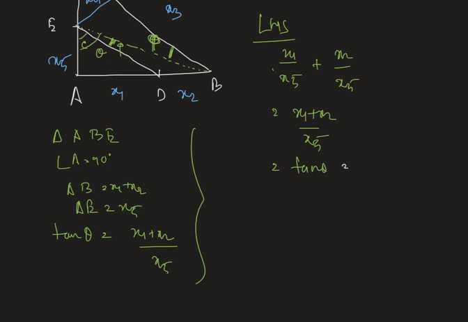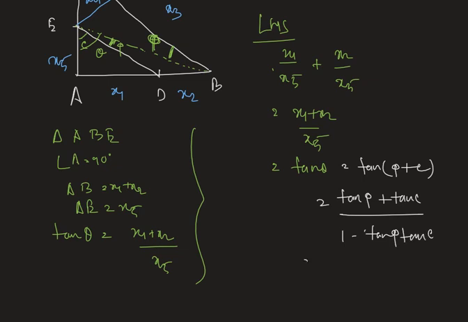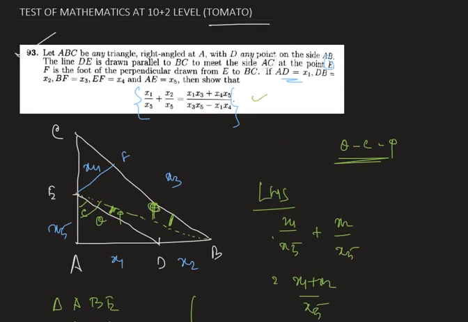Now tan theta is equal to tan of phi plus C. Now tan of phi plus C can be written as tan phi plus tan C divided by 1 minus tan phi multiplied by tan C. Now tan phi is x4 divided by x3.